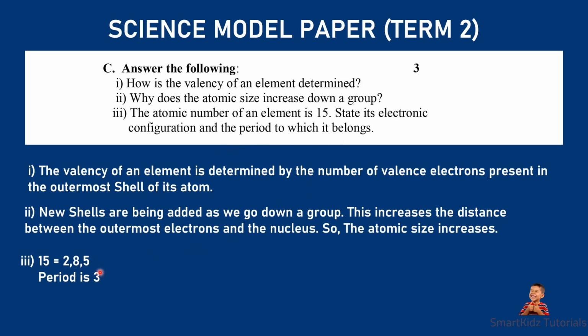So it's 2, 8, 5. If we add them up, it comes to 15. Now, because you have this K, then L, and then M shell, it belongs to the third period. So the number of shells is equal to the number of the period. Since the electrons have placed themselves in 3 shells, that is why we say it belongs to the third period.